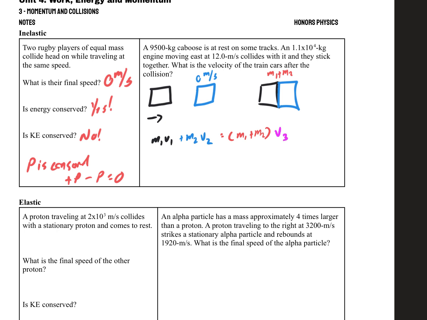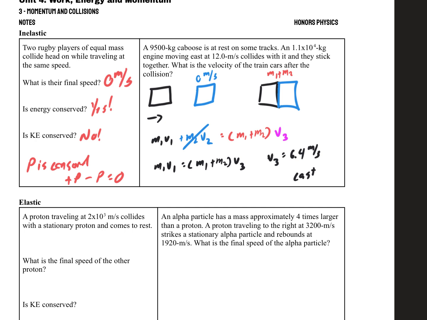Well, we can obviously see that that's going to end up dropping out. So my equation ends up looking like this: m1 v1 equals that total mass. Now they're stuck together again, v3. And so when you run the calculation, we should get something about 6.4 meters per second, and it's pointing in the eastward direction. Totally cool.